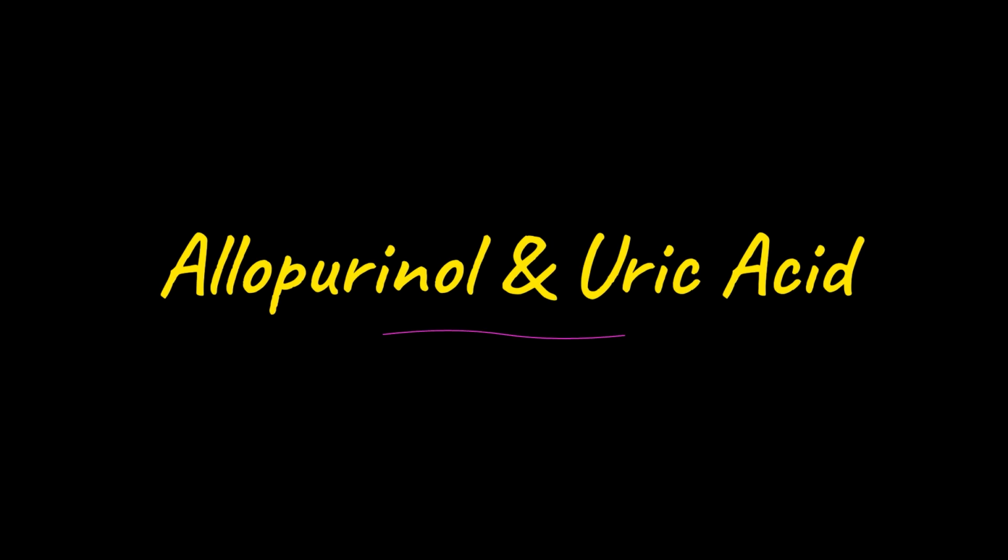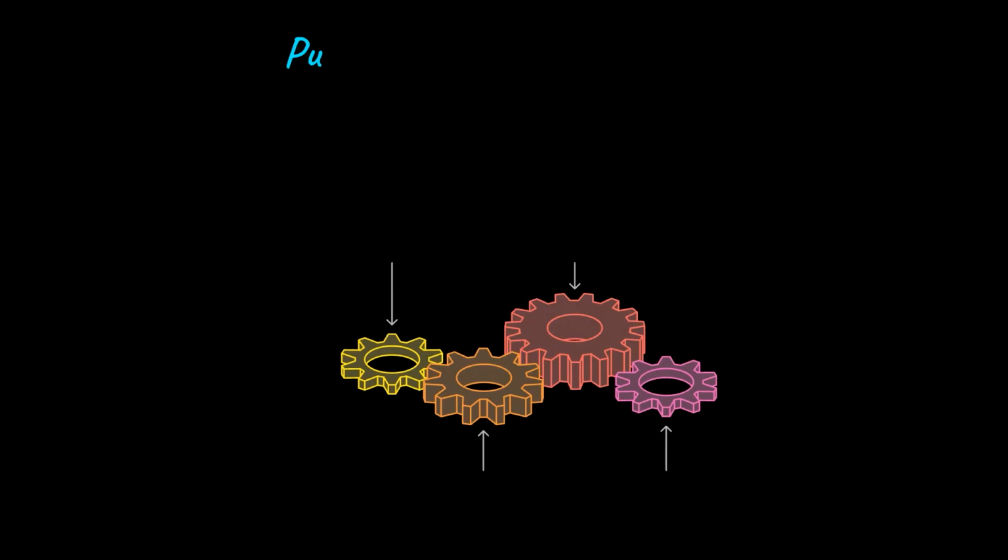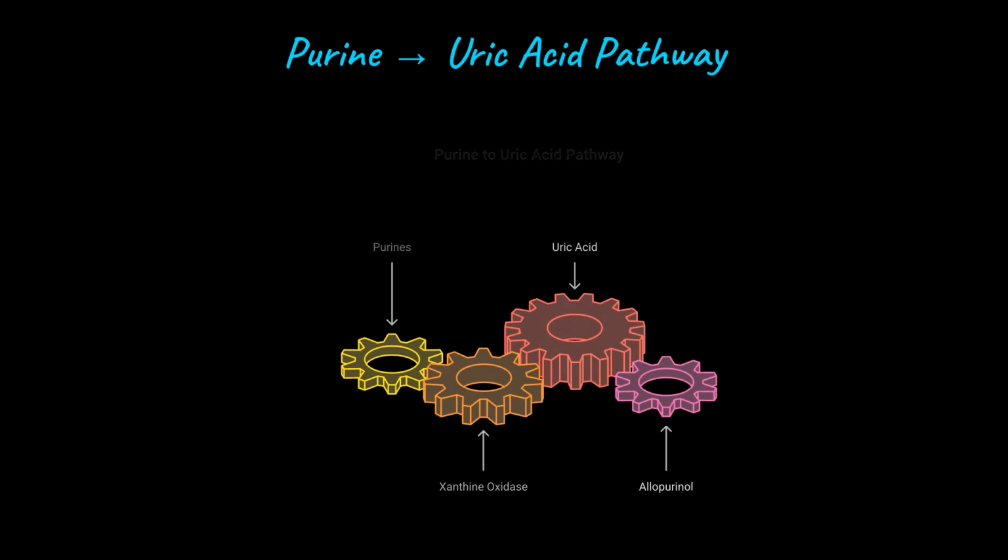Allopurinol is a preventive medication used to manage chronic gout by targeting the root cause of the disease, excess uric acid. Understanding how it works means following the path from purines all the way to painful joint crystals. An enzyme called xanthine oxidase runs the final steps that convert purines into uric acid. Allopurinol blocks this enzyme, slowing the production line so that less uric acid enters the bloodstream.